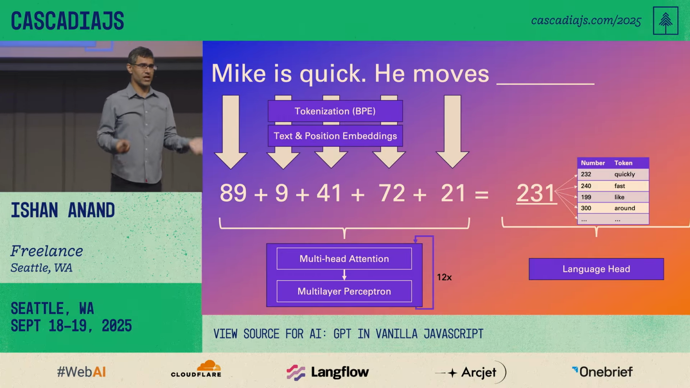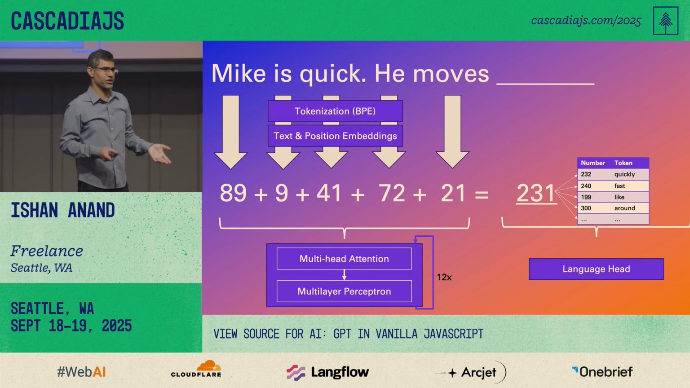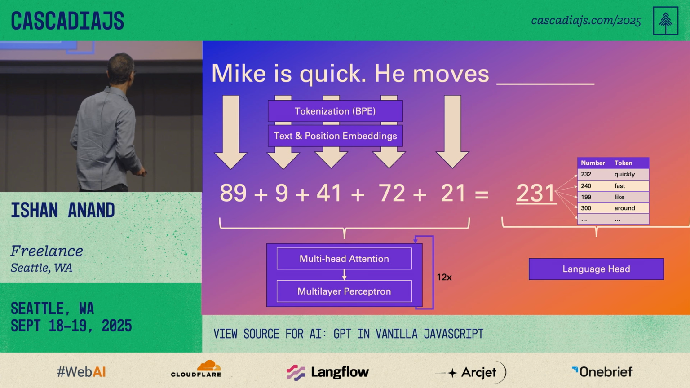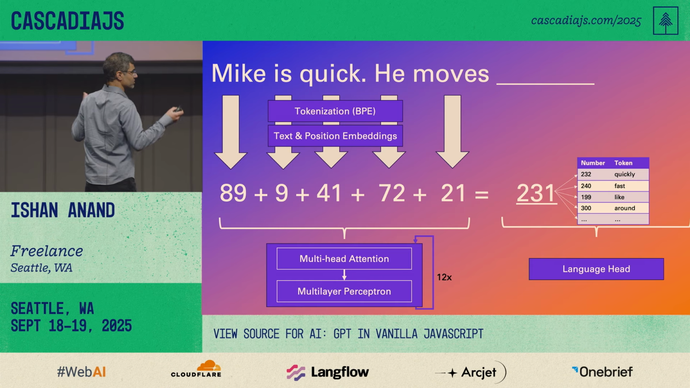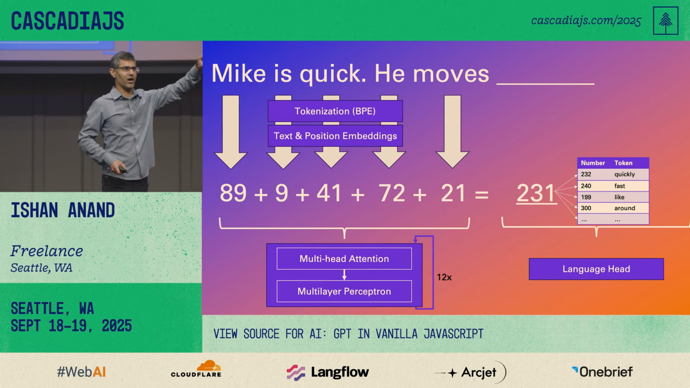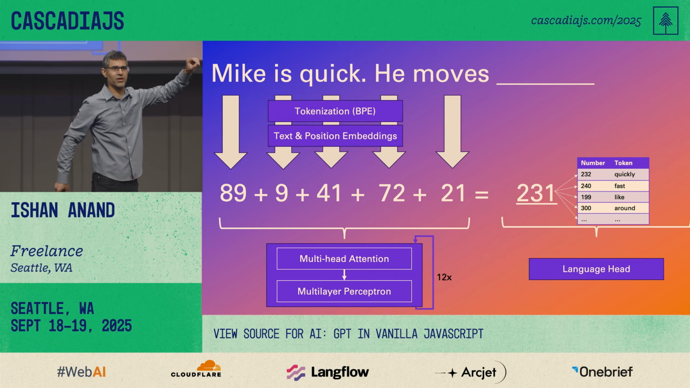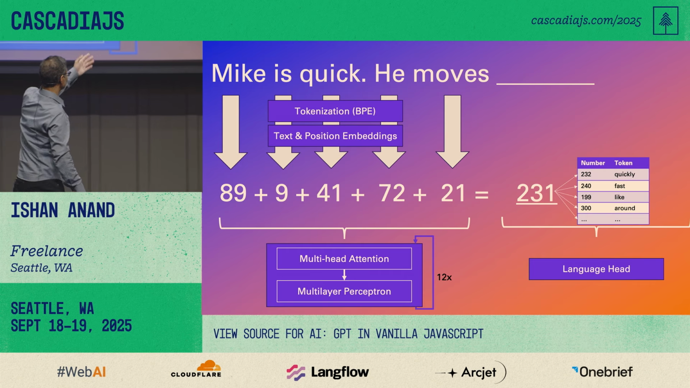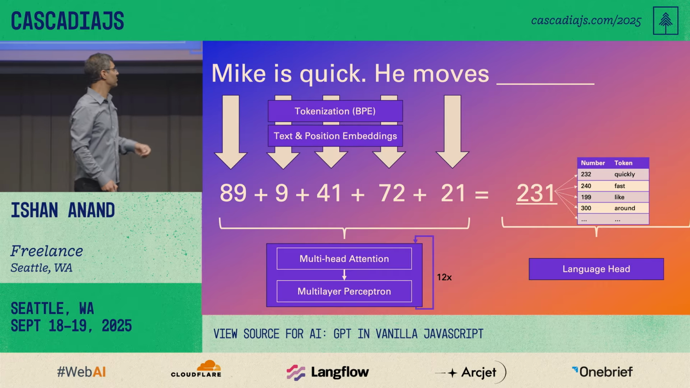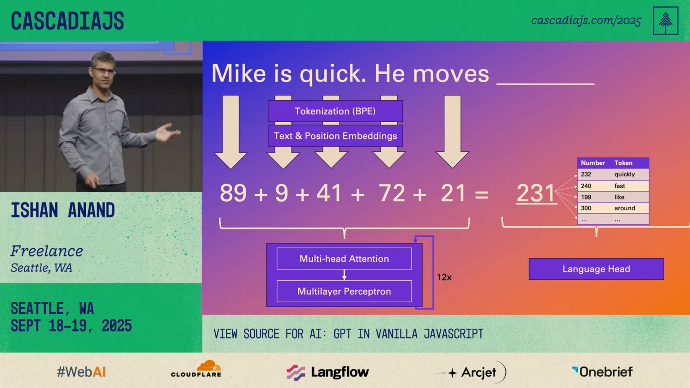This number that it comes up with is probably not a number in our dictionary of known tokens to embeddings. Right? So here, for example, we've got 231. There's no dictionary number for that. So what we do is we say, well, what are the tokens we do know about? Which ones are the closest? It's probably one of those. So in this example, we're like, well, quickly is 232, so maybe that's a good answer. But fast is 240. Maybe that's a good answer too.